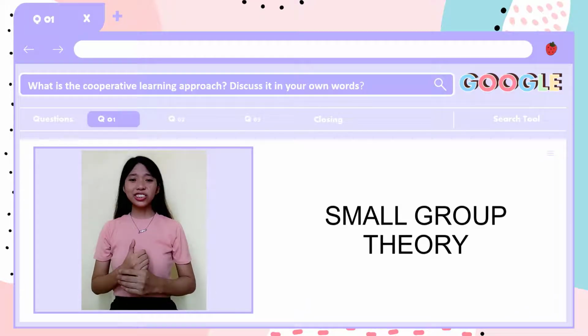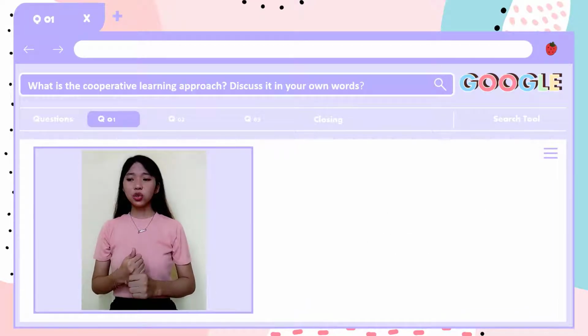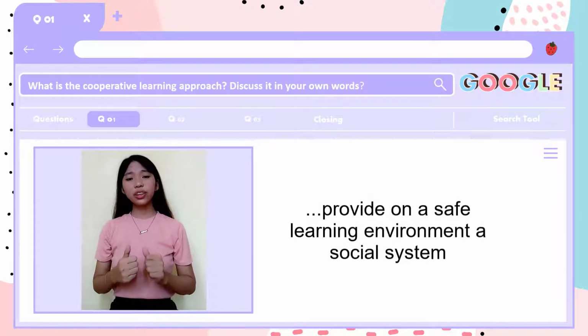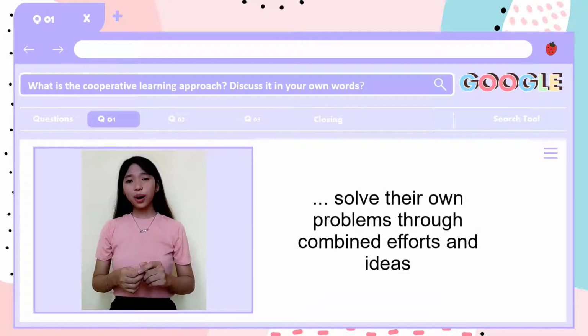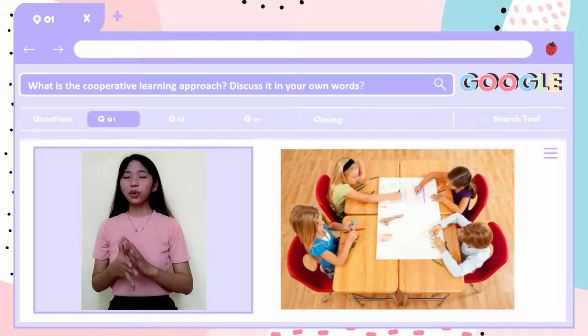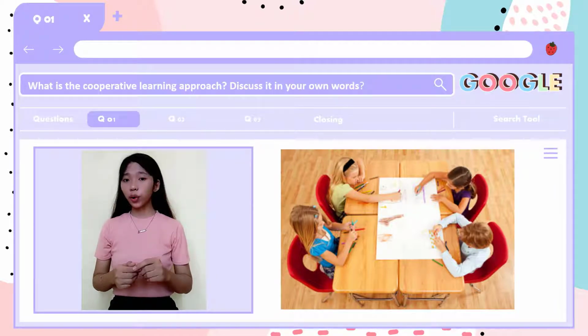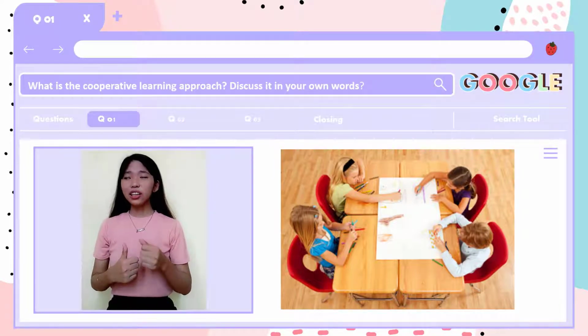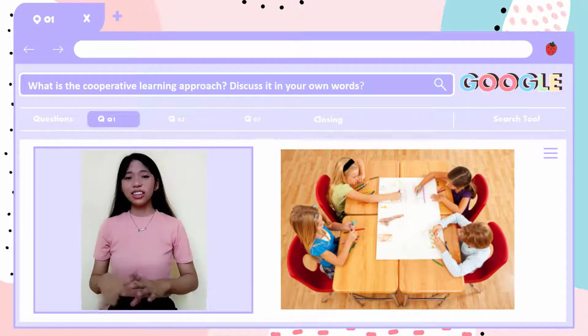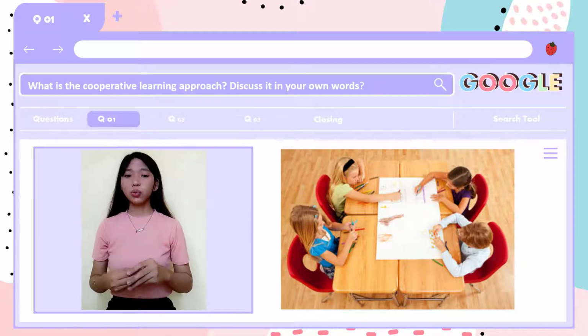So, the role of the teacher here is to provide a safe learning environment, a social system on which small groups tend to solve their own problems through combined efforts and ideas. So here, the students get a break from those traditional teaching lectures on which they are given opportunities to work with their peers, exchange ideas and concepts with one another and solve problems together. It is in collaboration with their classmates where they acquire new ways of learning.